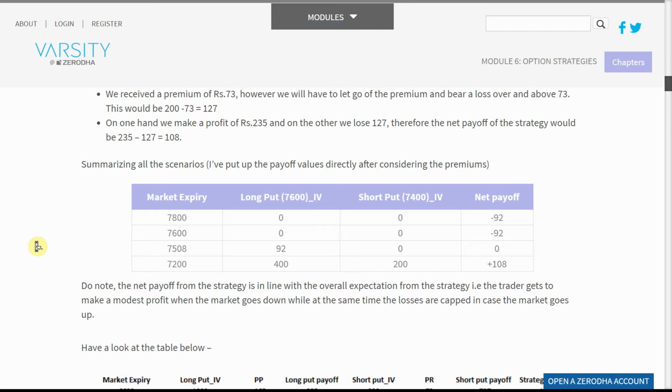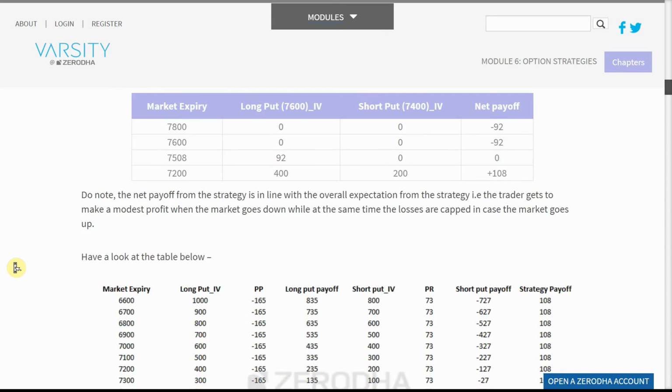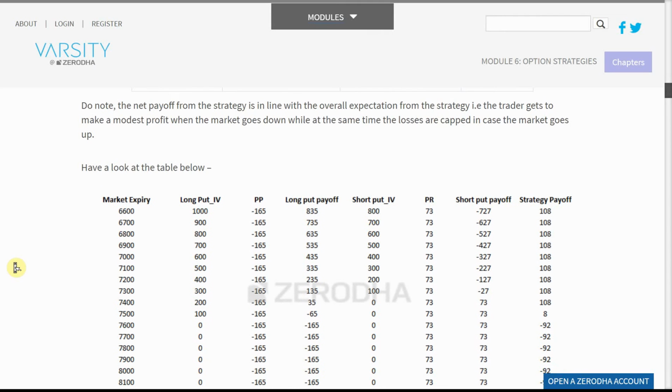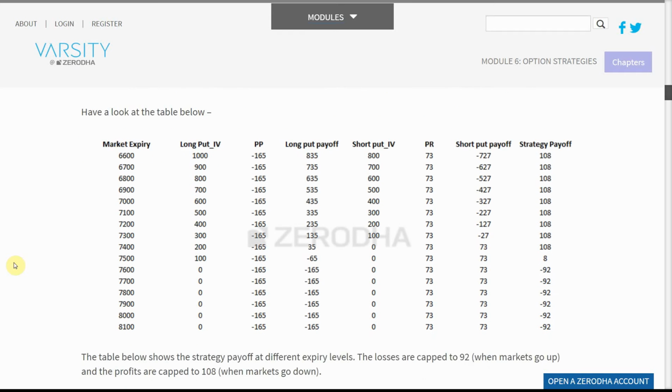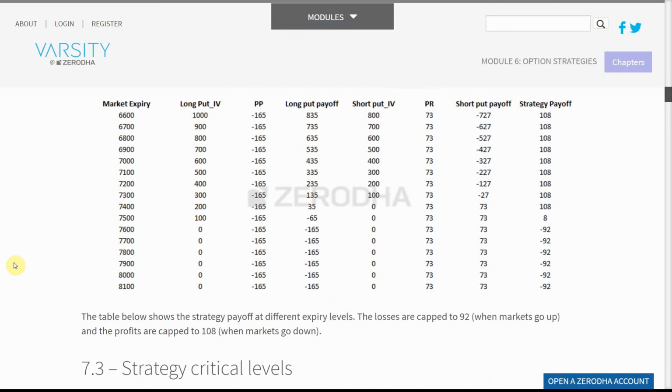Note, the net payoff from the strategy is in line with the overall expectation from the strategy, i.e. the trader gets to make a modest profit when the market goes down, while at the same time the losses are kept in check in case the market goes up. Have a look at the table below. The table below shows the strategy payoff at different expiry levels. The losses are capped to 92 when markets go up, and the profits are capped to 108 when markets go down.